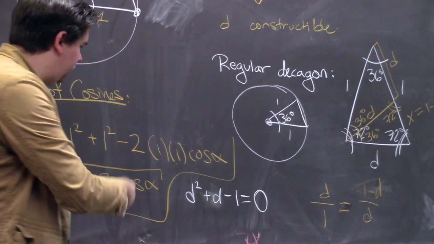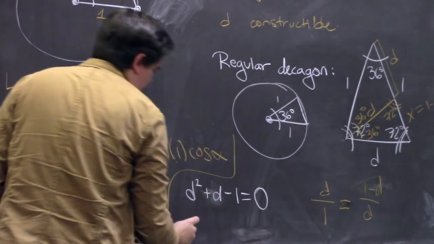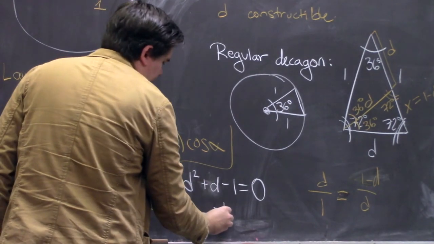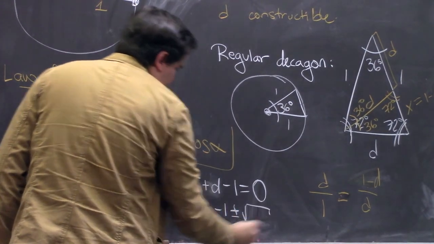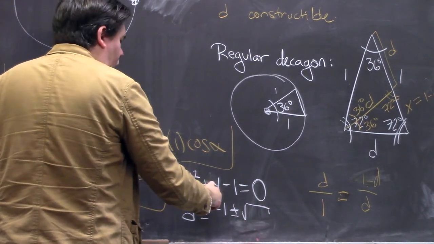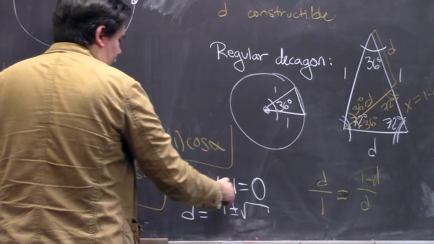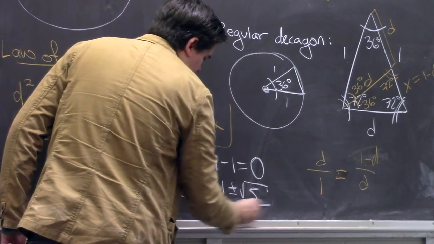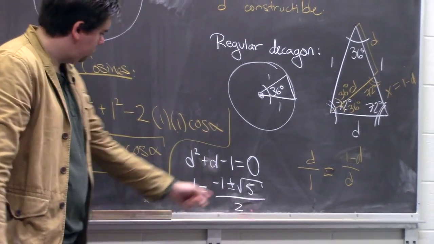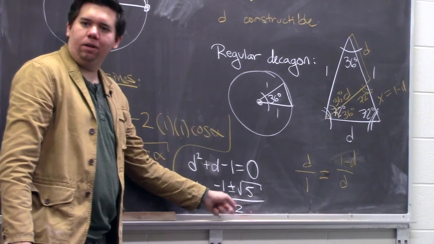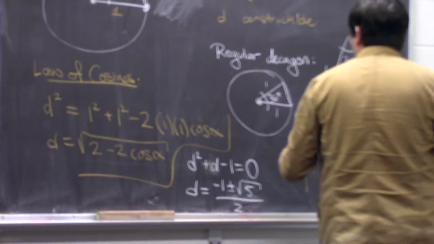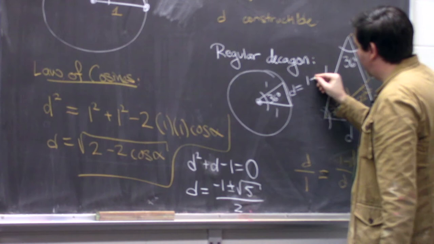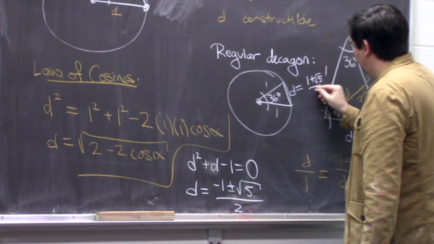So then by the quadratic formula, I know that d must be equal to negative b, negative 1, plus or minus the square root of b squared, 1, minus 4ac, minus 4 times minus 1, so it's 1 plus 4, that's 5, all over 2. The minus would give you a negative value, which wouldn't make sense for our distance. So this corresponding distance here must just be 1 plus the square root of 5, all over 2.